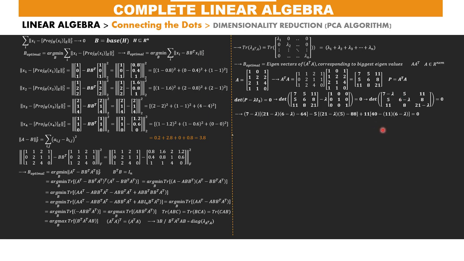Now, rearranging this, we have 7 minus lambda into 21 minus lambda times 6 minus lambda minus 8 times 8, which is 64, and that's how we have this. And then going to the 5, we have negative 5 into 21 minus lambda times 5 minus 11 times 8, which is 88. So that's how we have this. And finally, we have plus 11 into 8 times 5 minus 11 times 6 minus lambda. And that's how we have this. We equated this to 0. We rearrange again, and then we have this. So here we have lambda minus 30.64 into lambda minus 0.8 into lambda minus 2.55.